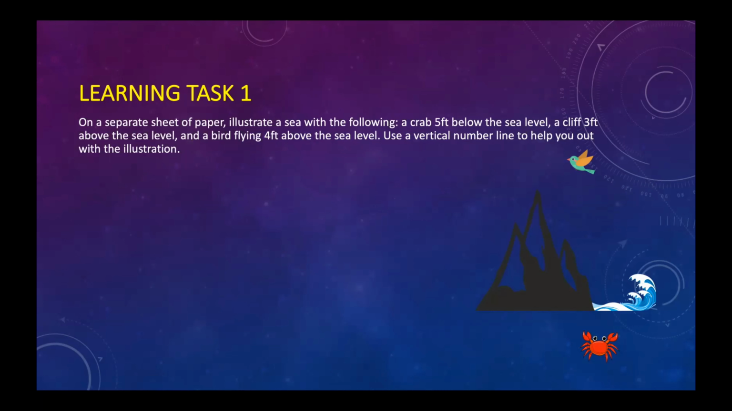So, draw the sea level, like the sea. Then draw a cliff, which is 3 feet above the sea level. Then there is a crab under the sea, which is 5 feet below. Then a bird flying, that is 4 feet above the sea level. I'll give you a few minutes to make the drawing. Then pause the video. After you complete the drawing, you can play the video again. Okay, starts now.